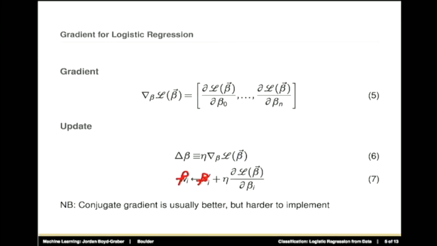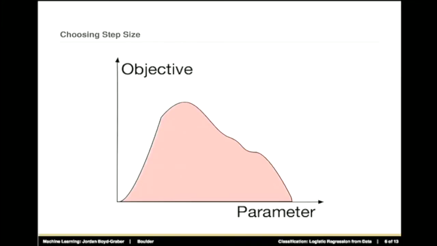Okay, so choosing the step size is actually fairly important. So let's think about why that is. Let's say that this is your objective function, looks something like this. This is the objective function that you're trying to optimize, and this is your parameter. Again, just 1D for now, because it's hard to think about higher dimensions, but this holds true for higher dimensions as well.